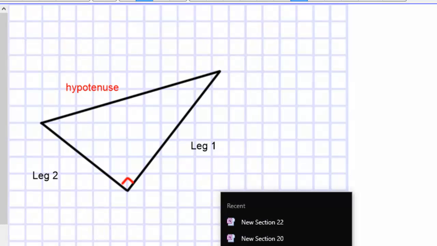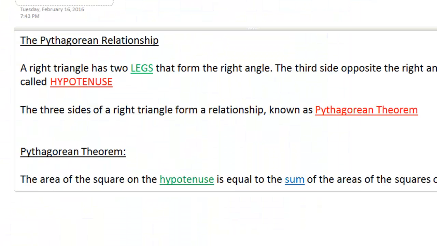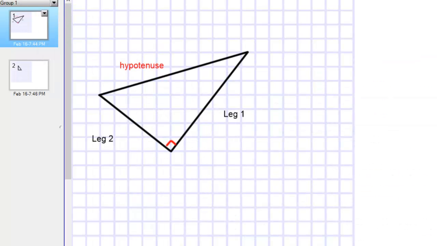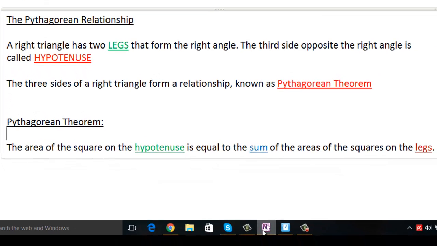We go back and see what we have as a note. The three sides of a right triangle form a relationship known as the Pythagorean theorem. That means I cannot use the Pythagorean theorem if I don't have a right triangle. So it's very important: if you have any type of triangle that is not a right triangle, we cannot use the Pythagorean theorem. So let's see what the Pythagorean theorem is saying.